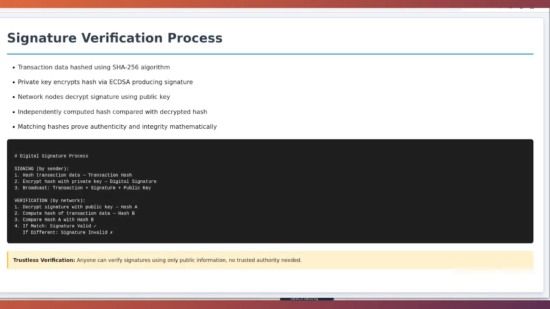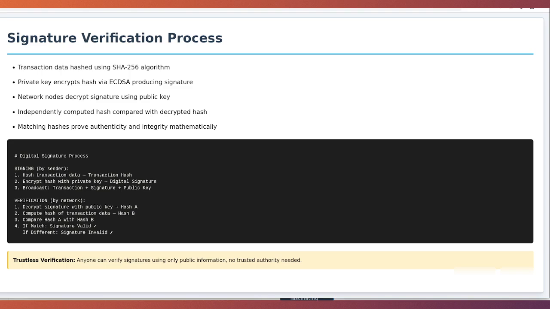Let's walk through the complete digital signature verification process step by step, really to understand how the math ensures security. Imagine Alice wants to send 5 bitcoins to Bob. First, Alice's wallet software creates the transaction data, which includes information like the amount, Bob's address, and a reference to previous transactions where Alice received the funds.